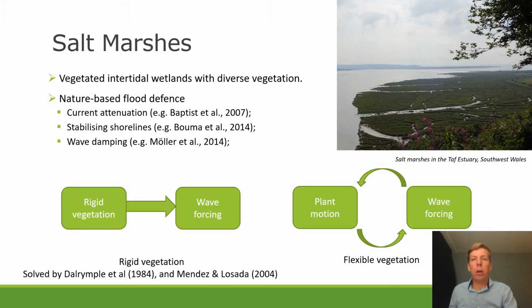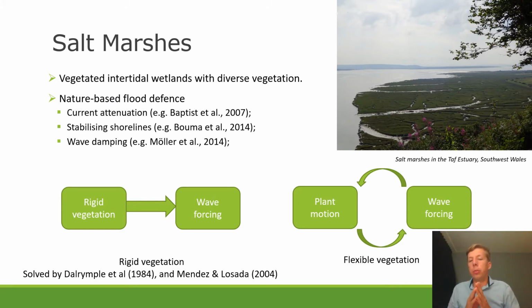And for the latter part, we of course try to quantify how much the waves are being damped by the salt marsh vegetation, and for this we distinguish between rigid vegetation that doesn't move and flexible vegetation that does move. Rigid vegetation is the simplest case, which just affects the wave forcing, provides drag to the waves, which leads to a reduction of wave energy and then to lower waves. This has been solved first for regular waves by Dalrymple et al. in 1984, and later this framework has been expanded to random waves by Mendez and Losada in 2004.